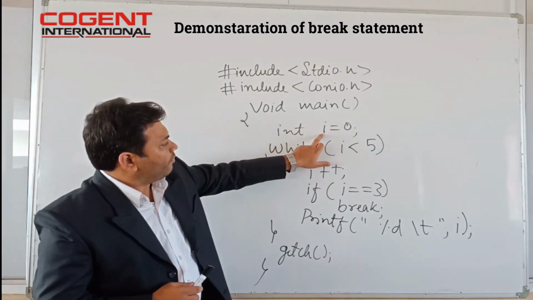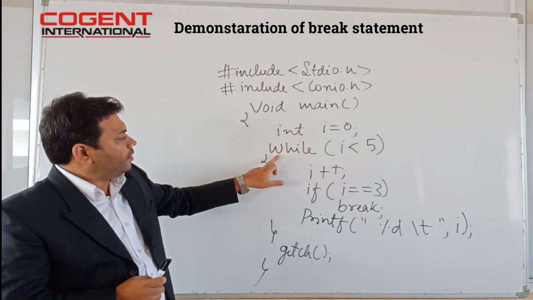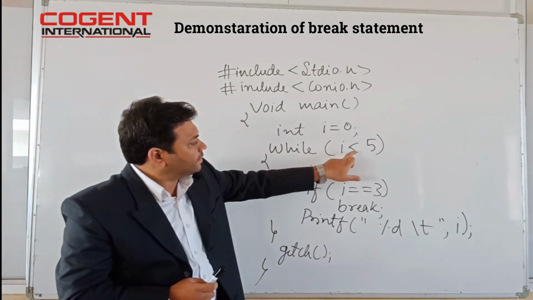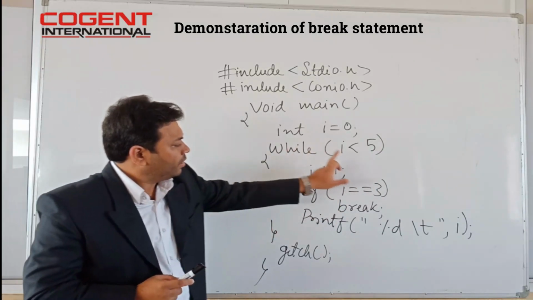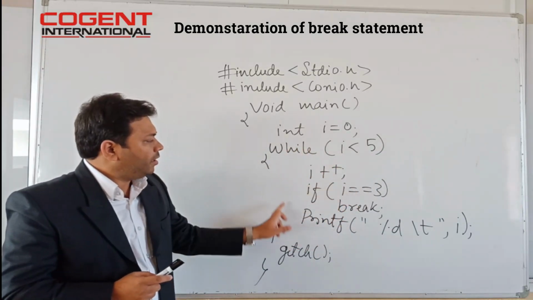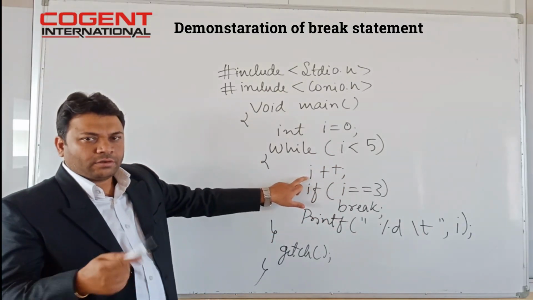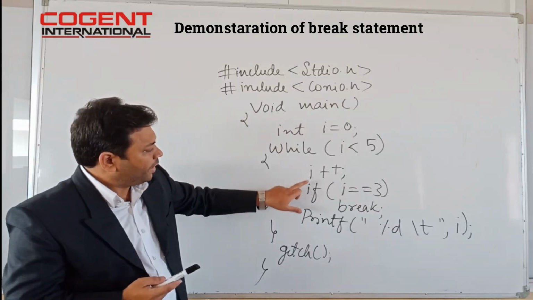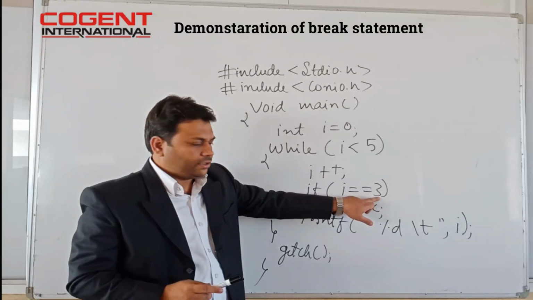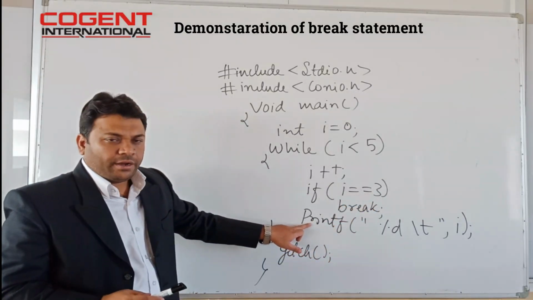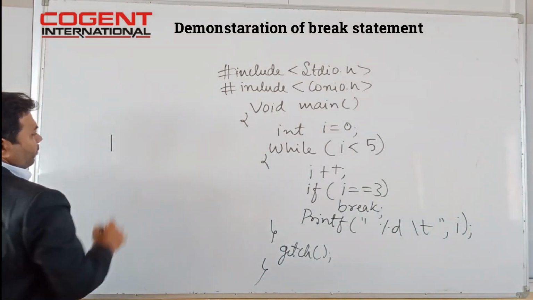Here I included one variable I, and I have initialized it to 0. Then I have taken a while loop: while I is less than 5. 0 is less than 5, so the condition satisfies. Then it has to execute the statements under this while loop. Then increment the value of I, so I becomes 1. It will check the condition: 1 is equal to 3? The condition is false. Then it has to print the value of I, that is 1.